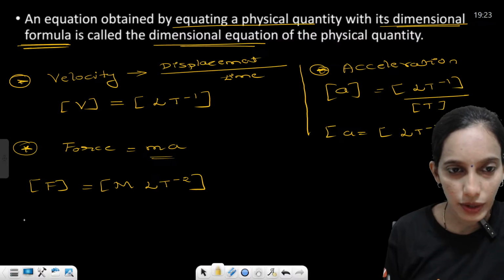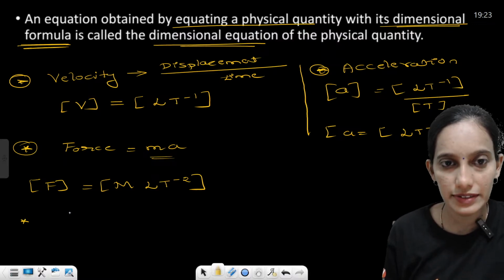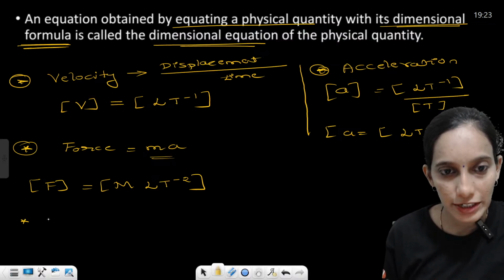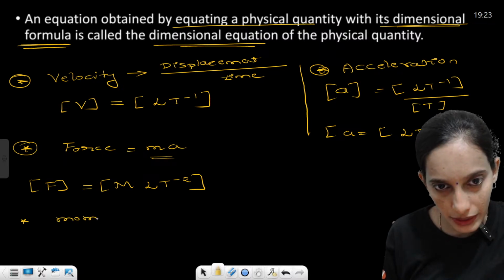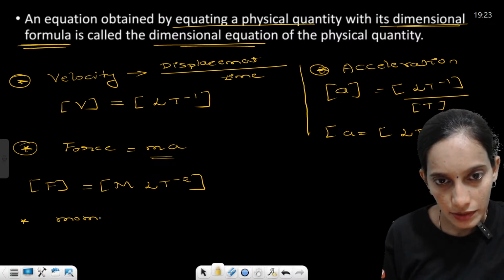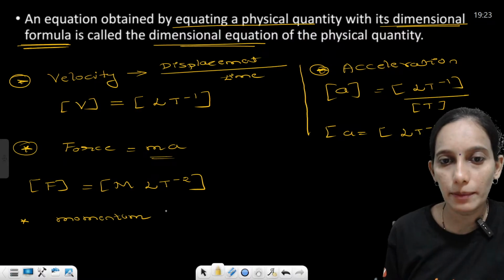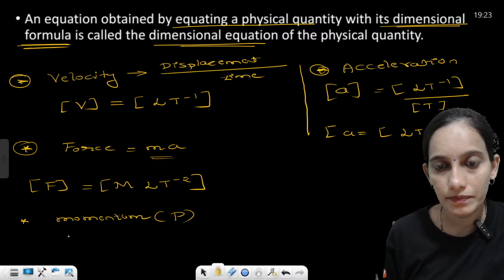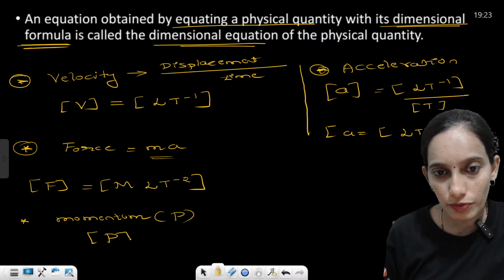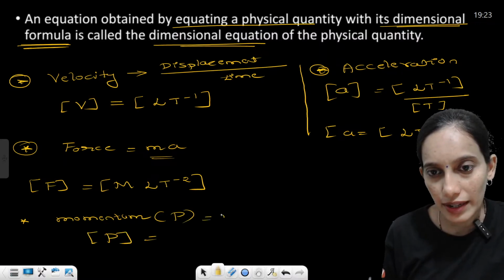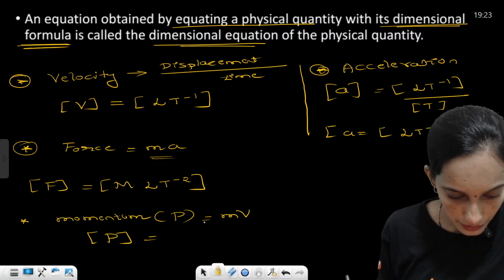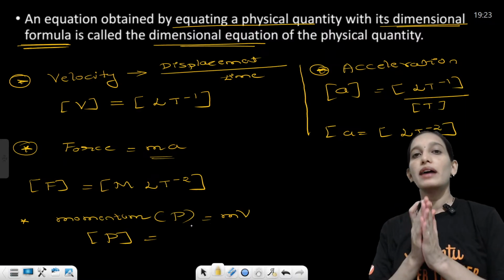So the next one we'll take is momentum. There's one more quantity, that is momentum. Okay, so usually represented by the symbol P. So the dimension of momentum P is given by mass into velocity. Okay, so momentum is mass into velocity.